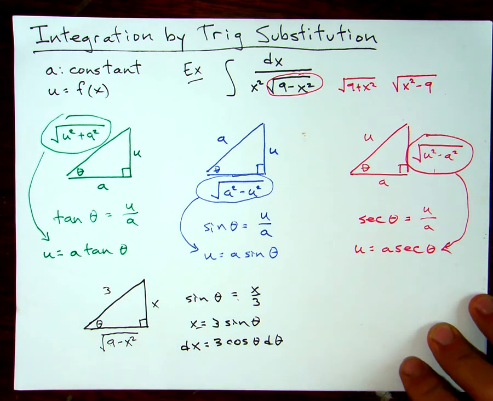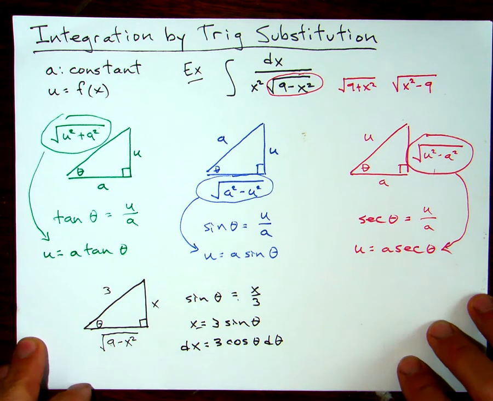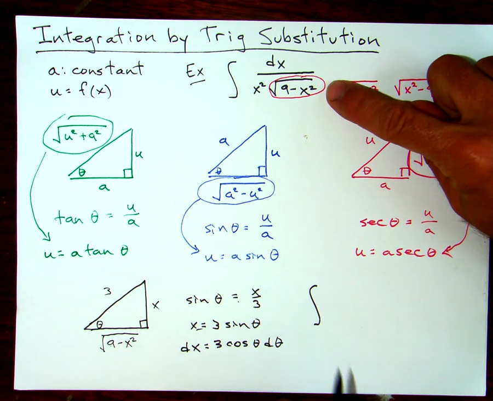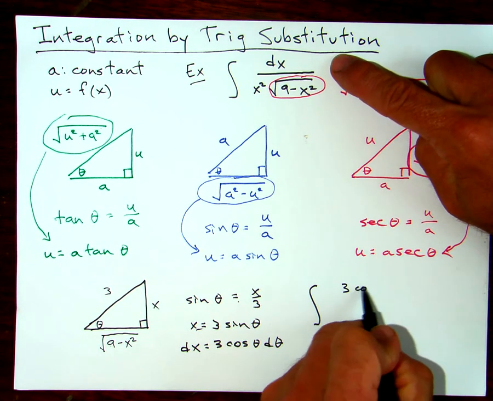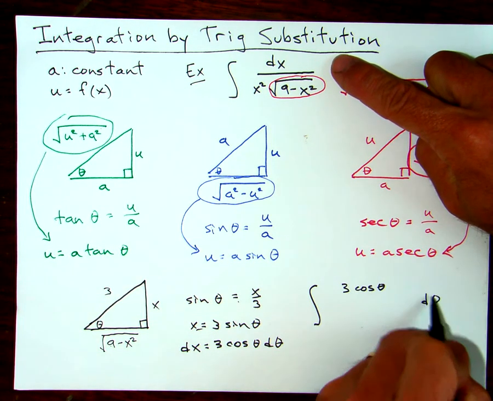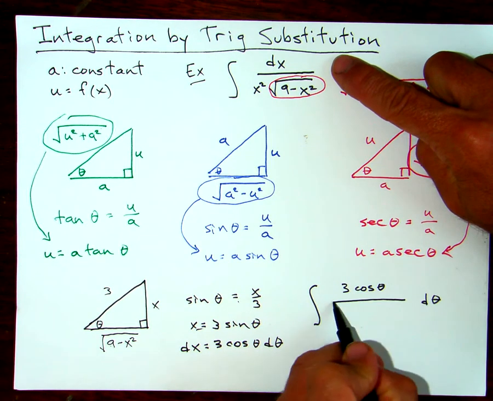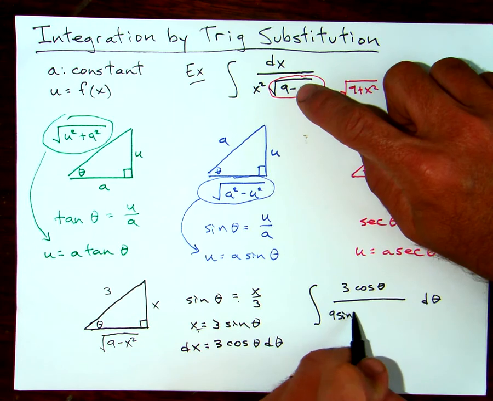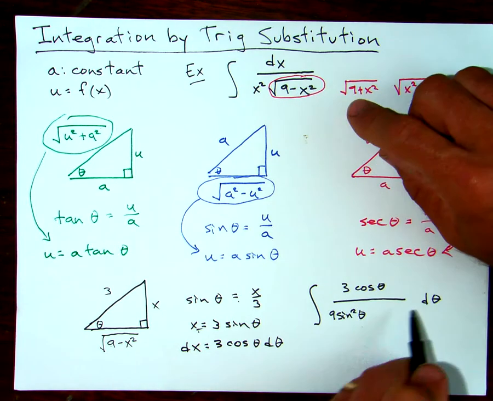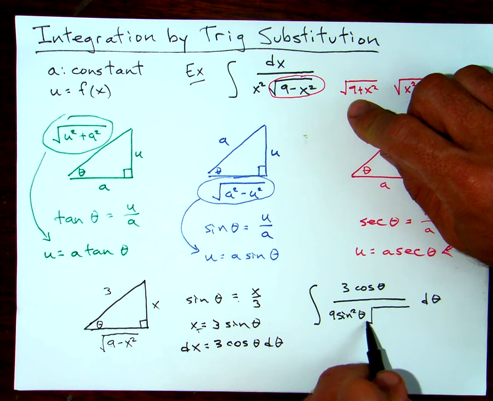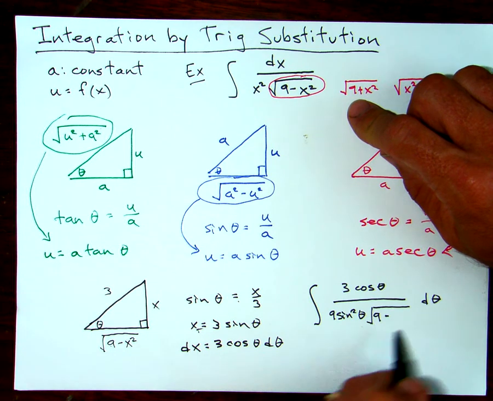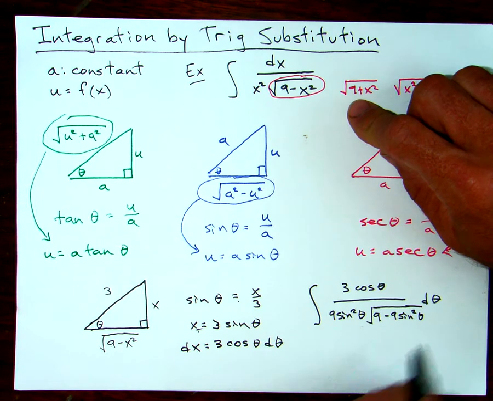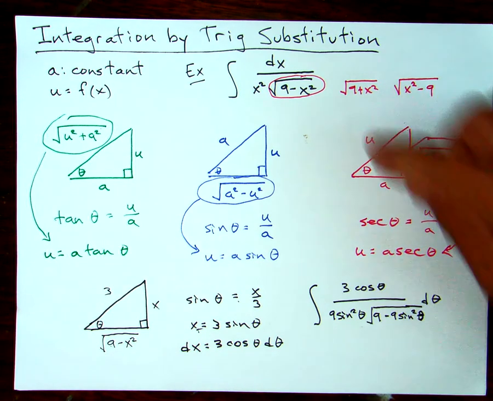All right, so let's go ahead. I'm not going to actually work out the integral, but let's go ahead and do this substitution. So I'm going to end up with the integral. I know that dx is 3 cosine theta, and I'll just bring the d theta out here. And then x squared is just going to be 9 sine squared theta. And then I'm going to have the square root of 9 minus x squared, which is 9 sine squared theta. Okay, so I'm going to need to do some simplification here.